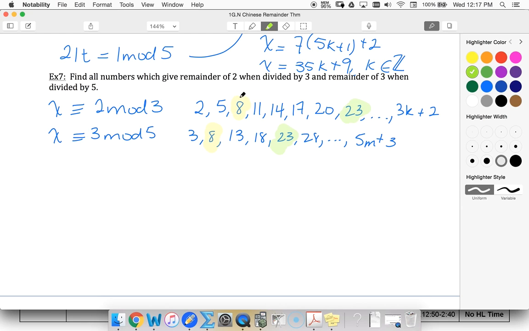So my next one, notice my distance is 15. My next one would be 38. I would have for both of those. So really what I'm seeing is that my solutions are equal to 8 plus multiples of 15. So let me pick another letter here, P, let's say.